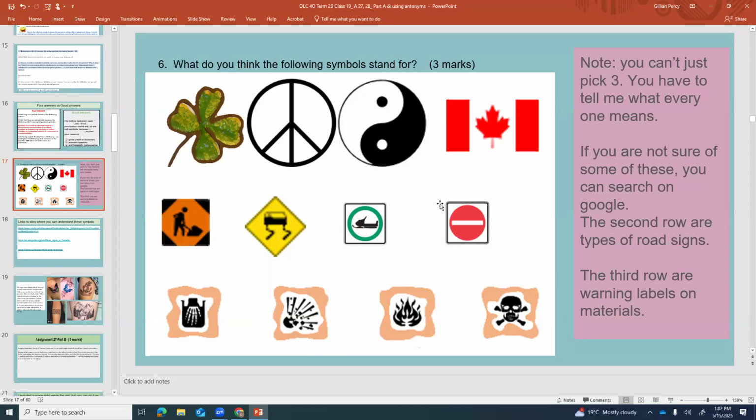If you're not sure, you can search on Google. The second row, for example, are certain types of street signs. The third row are different types of warning materials, but you can't just say warning materials. You have to tell me exactly what it warns for. So if you need to do a little bit of research to figure that out, go for it.